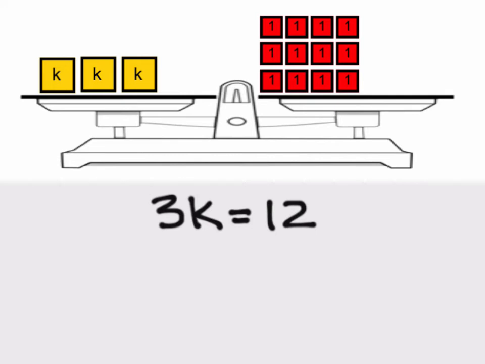Now there may have been another way to get k on one side of this equation. For instance, if we subtracted 2k from 3k, we'd have 1k left over, and we'd have k by itself on one side of the equation. So let's go ahead and subtract 2k from both sides of the equation.